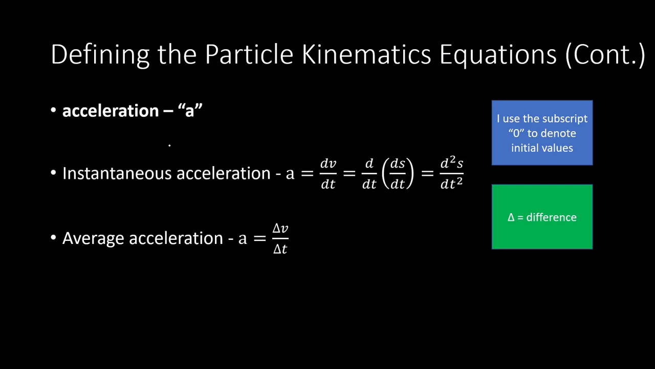The last variable that we're going to look at here is acceleration, for which I use a lowercase a. The instantaneous acceleration is the derivative of velocity with respect to time, or the change in velocity with respect to time. If we plug in our velocity equation that we saw on the previous slide, you end up with the second derivative of position with respect to time. And then the average acceleration, similar to average velocity, is going to be change in velocity with respect to time.